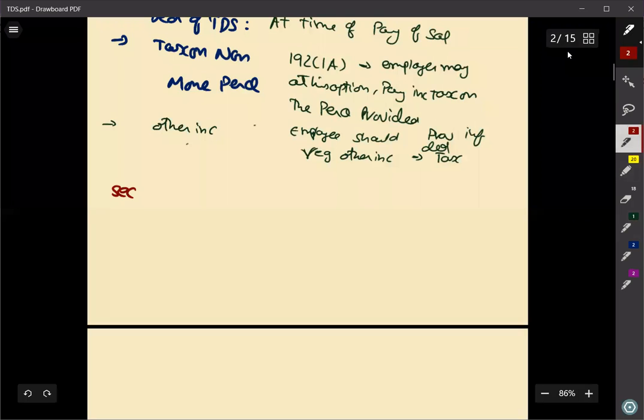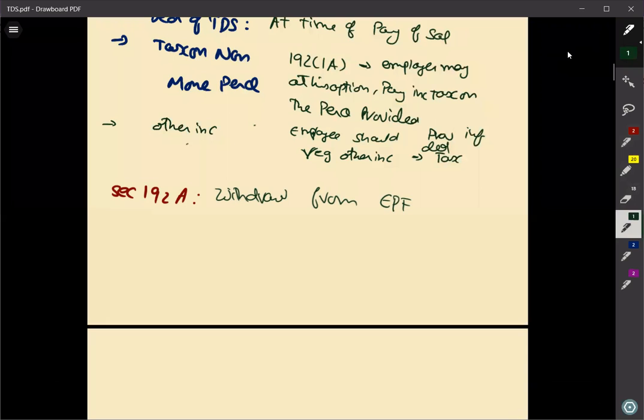Section 192A. Section number 192A. What is this? Withdrawal from employee provident fund. Okay, this section is telling that any sort of withdrawal from employee provident fund, if you withdraw the amount from the employee provident fund, then ultimately section 192A is going to be applicable.